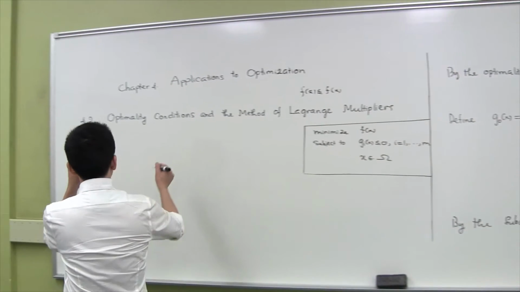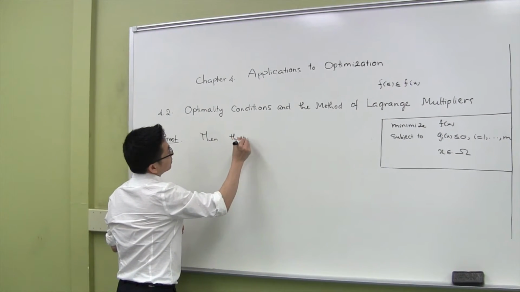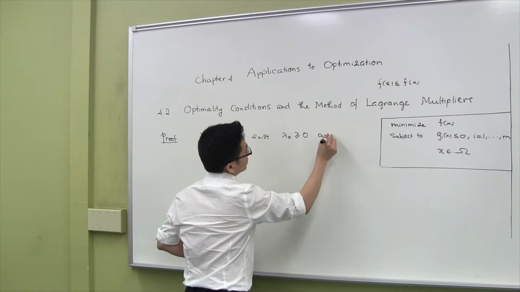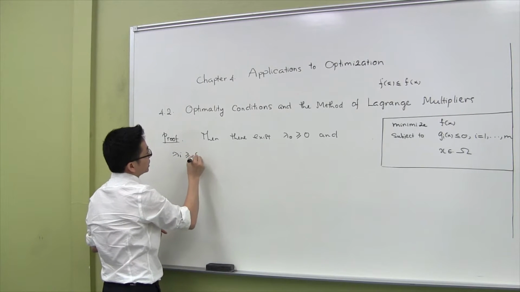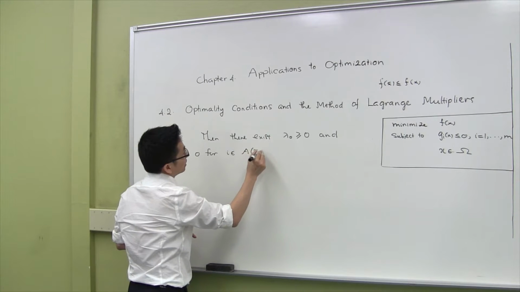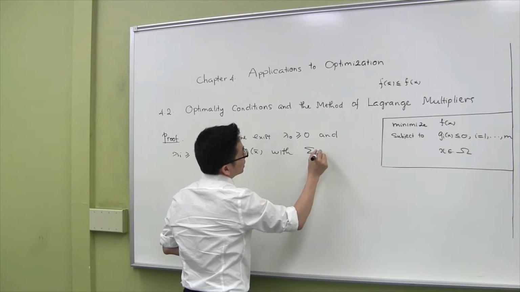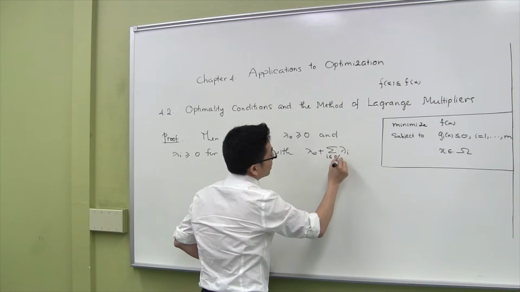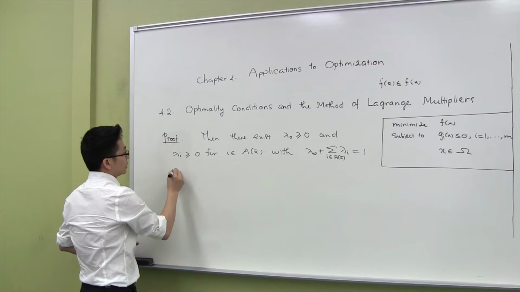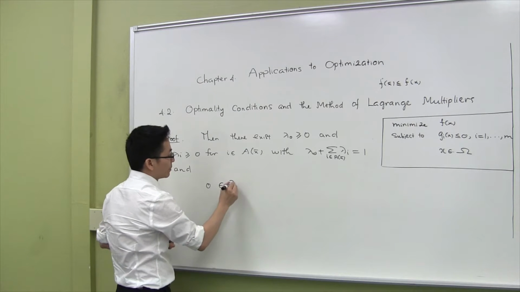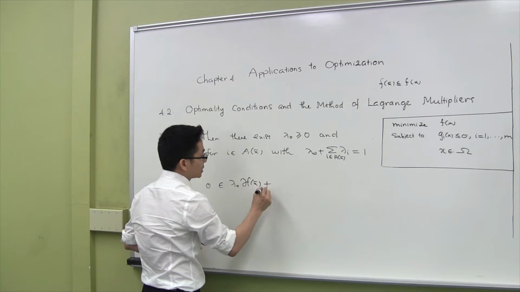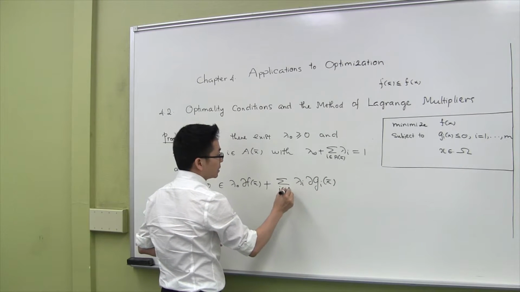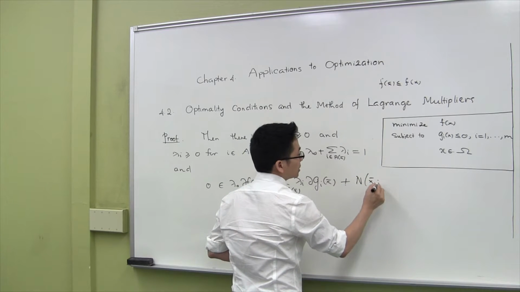So then there exists lambda naught greater than or equal to 0 and lambda I greater than or equal to 0 for I in the set A of x bar with this property, the sum of lambda naught and lambda I, where I runs in A of x bar, is always 1, and 0 is in lambda naught times the subdifferential of f at x bar plus the sum of lambda I times the subdifferential of Gi at x bar, where I runs in A of x bar, plus the normal cone to the set omega at x bar.